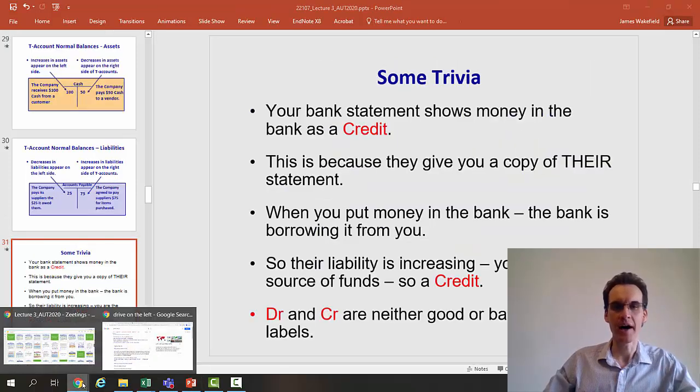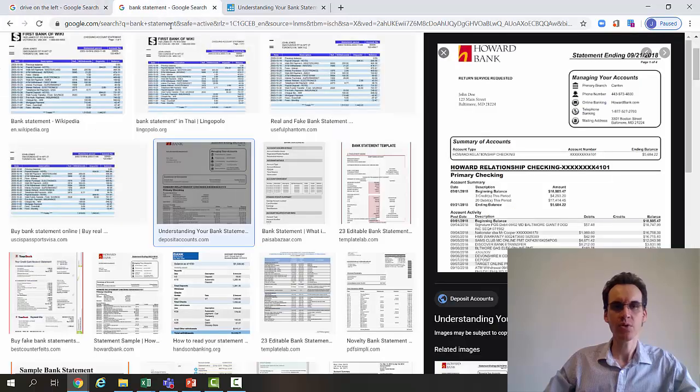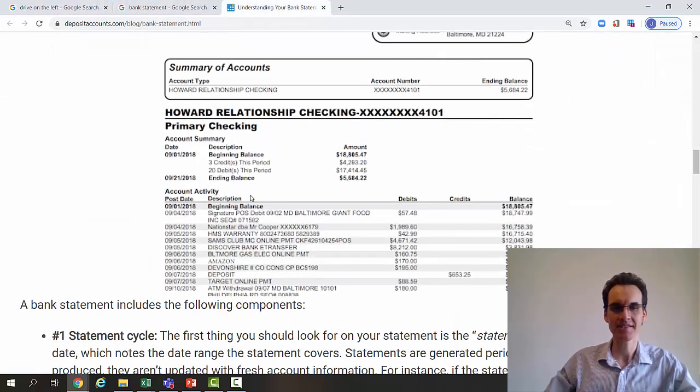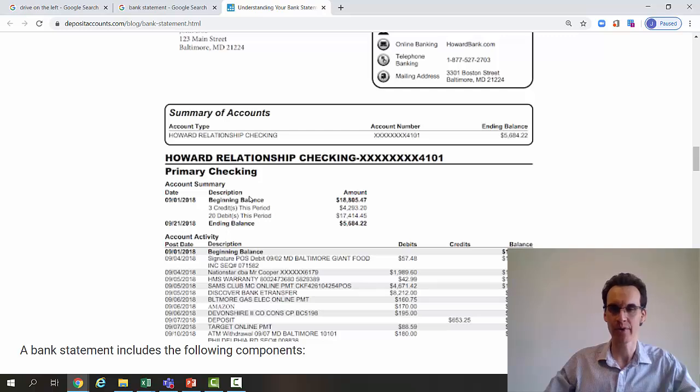Now, moving on, some trivia. You will notice that if you look at a bank statement, here's an example of a bank statement that I've found randomly online. In this particular case, it says that the account holder has an ending balance of $5,684.22. Now, what I want to focus on is two different columns here. We have the debits column and we have the credits column. Now, the bank is reporting the movements in this account holder's account over the period this relates to.